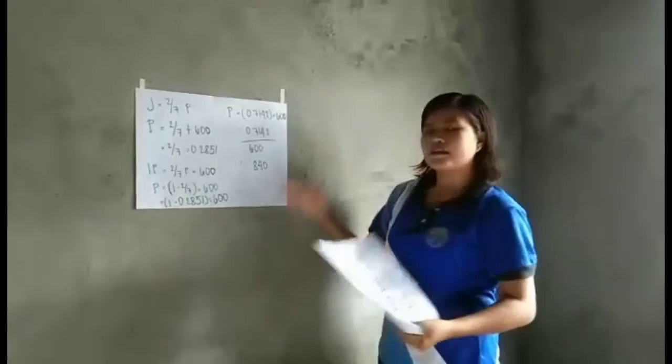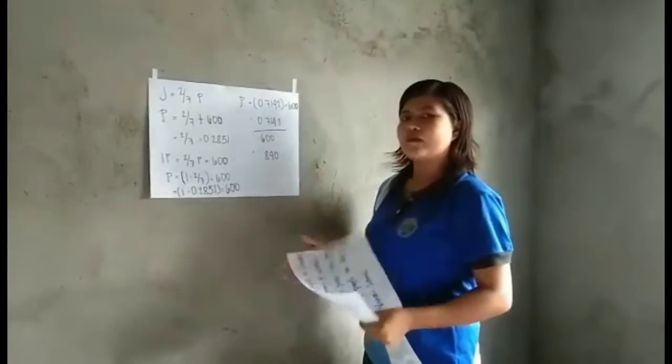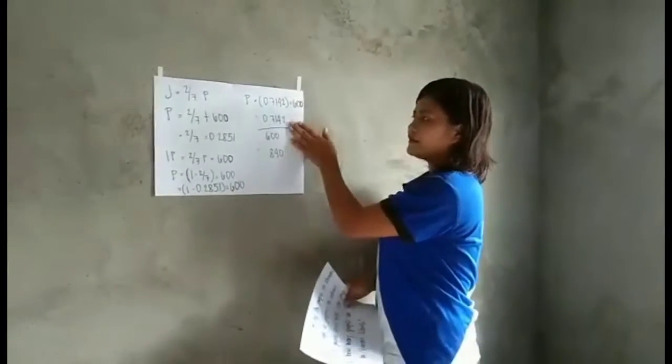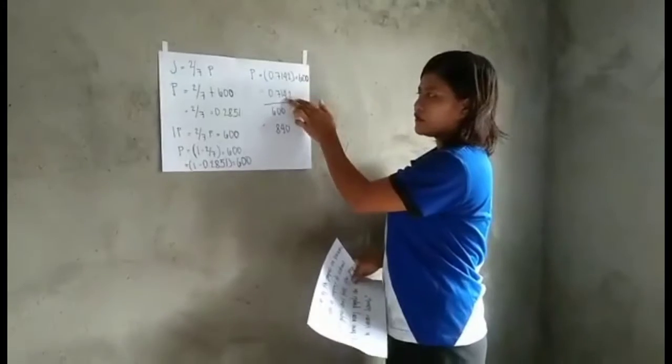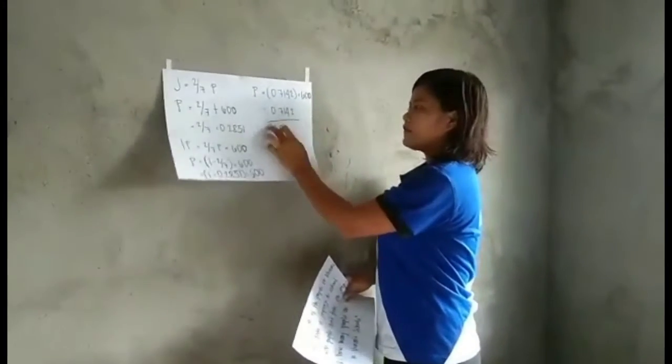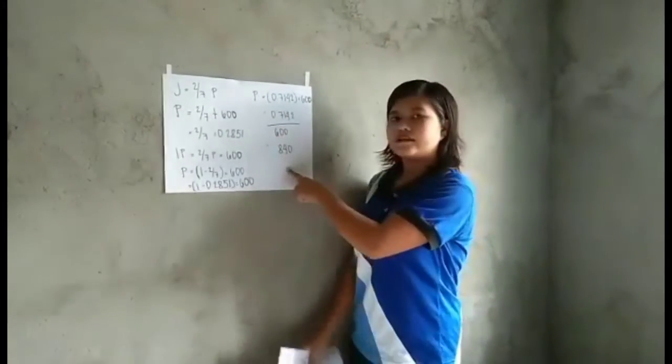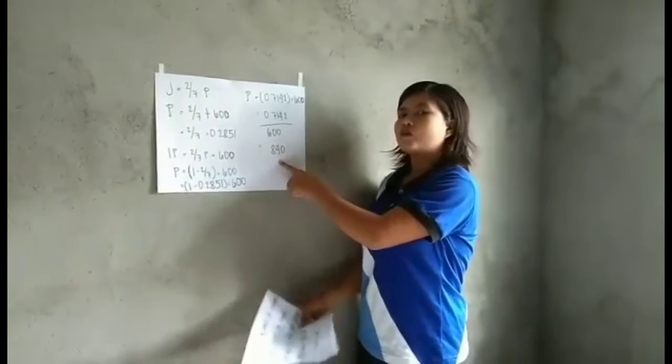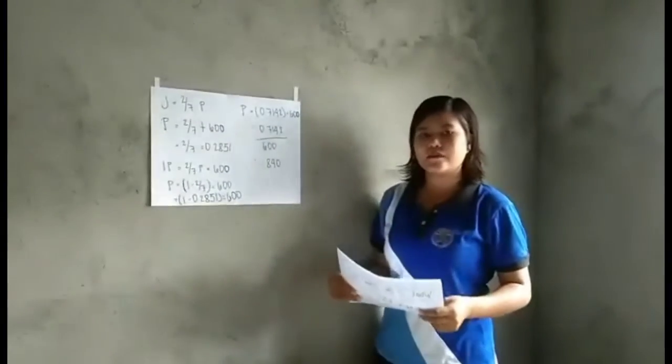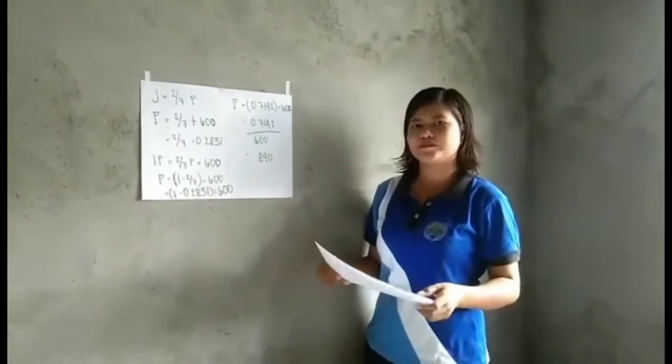Ngayon, para makuha natin kung ilan yung total pupils na pumasok sa Vivian School, i-divide natin si 600 by 0.7142, which is, ang makukuha natin is 840. So, merong 840 pupils na pumasok sa Vivian School.